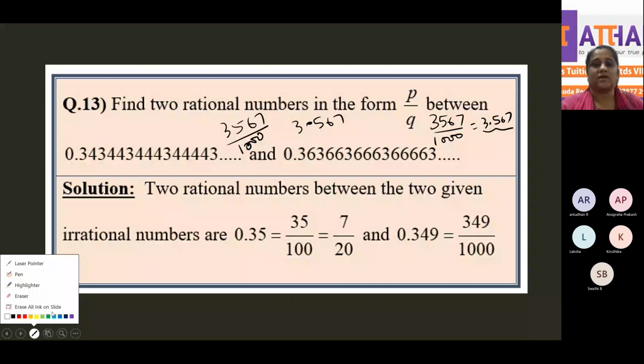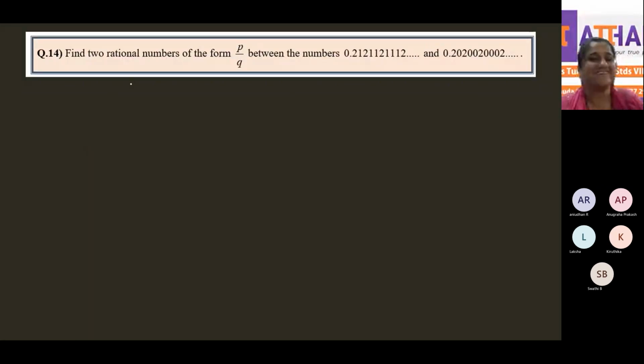Please do this correctly. Find two rational numbers in the P by Q form. So you should not write terminating or non-terminating repeating. You can write, but then you should put it in the P by Q form. So it's better you write two terminating decimals so that you can write the P by Q form. Like if you write 0.5, 5 by 10. Write two terminating decimals and put it in the P by Q form. Don't write a non-terminating repeating decimal.